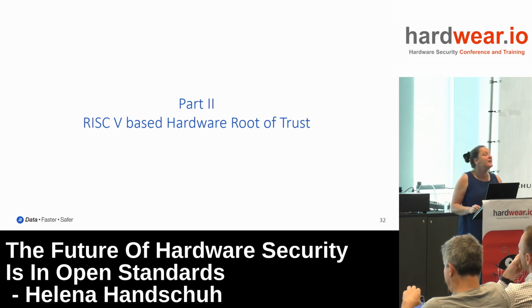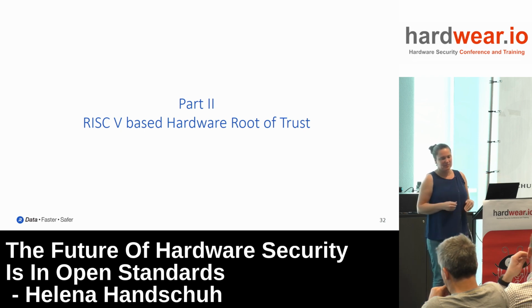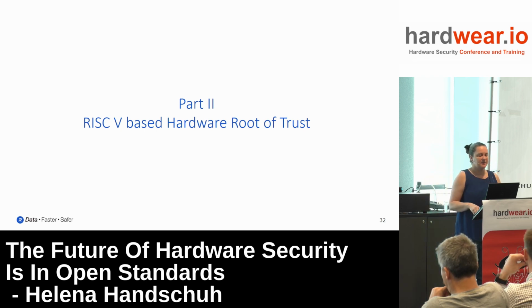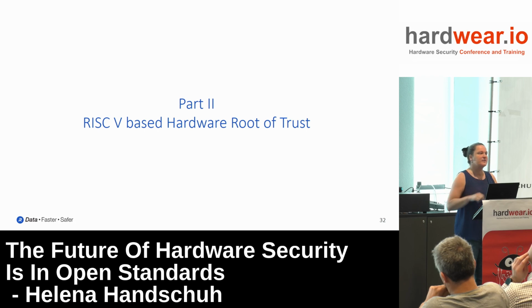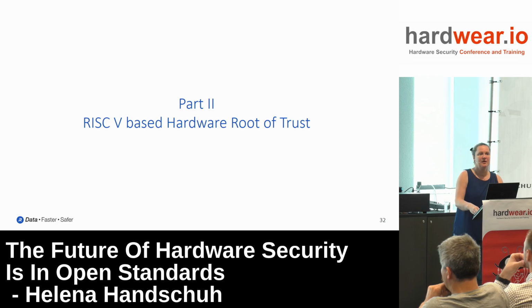Okay, part 2. Completely different topic, somewhat related to side channels as well, but a different topic. RISC-V based hardware root of trust. Again, I'm going to try to show some work that we've done at Rambus to try to implement a secure hardware root of trust, and then tie it to open standards in the form of a discussion on RISC-V and why that's good for everybody to try to implement around open source processors, open source specifications.